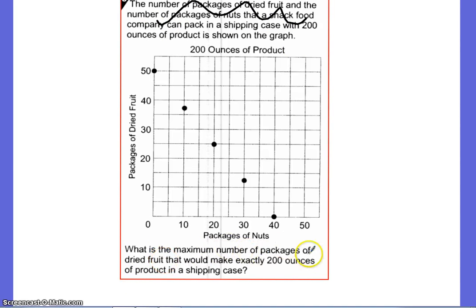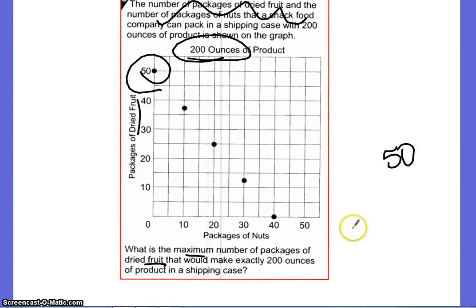You don't have to read this. What is the maximum number of packages of dried fruit that would make exactly 200 ounces? All right, 200 ounces is the title of the graph, so any of these points gives me 200 ounces. I need maximum, which is the biggest, of dried fruit. Here's my fruit. What's the biggest we ever had? 50 is your answer. Okay, it's a positive number.